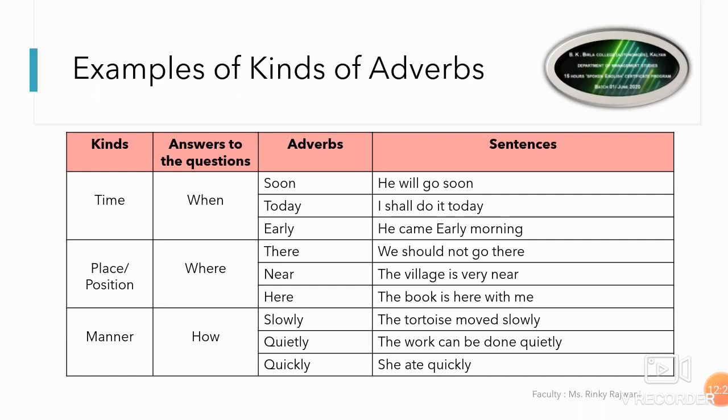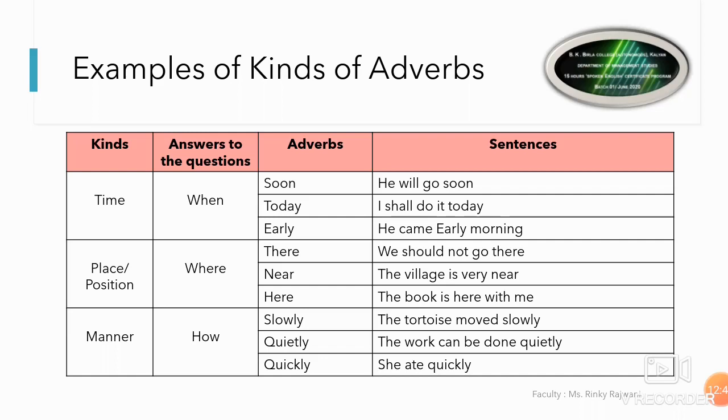When will you do it? I will do it today. I shall do it today. Right? When did he go? Or when will he go? He will go soon. So these kind of answers are given to the question when.